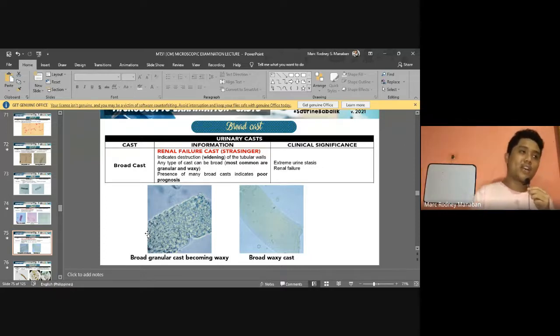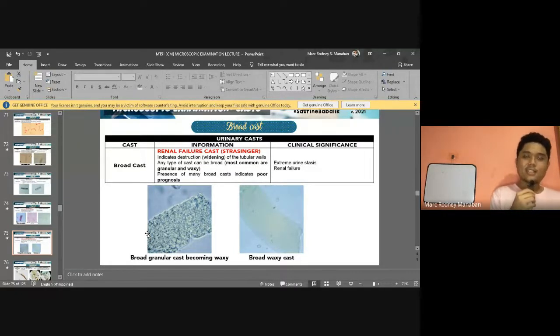But if the renal failure cast only indicates extreme urine stasis or urine stasis obstruction, you may answer waxy, I guess, okay? It depends on you, but take note that the resources are conflicting, alright? So Brunzel says the renal failure cast is waxy.